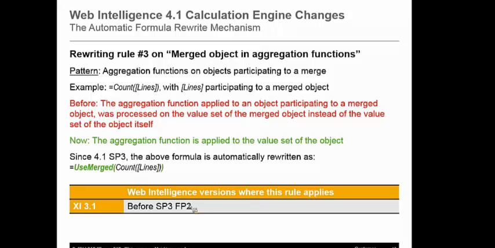The third rule is the rule on the example I have used for the third category of behavior change. It's on the aggregation functions on objects used in a merge. As I explained previously, there was a wrong behavior in the calculator where the aggregation function would be applied to the merge object instead of the merge itself. So typically here in the example we have a function count on the dimension called lines, where lines would be used in a merge object. And here we want the count of the line, the object itself, and not the merge object. And so this behavior has been changed to stay consistent with the logic of our calculator.